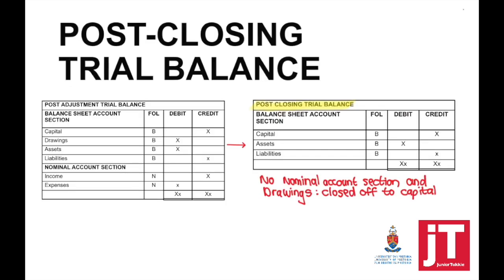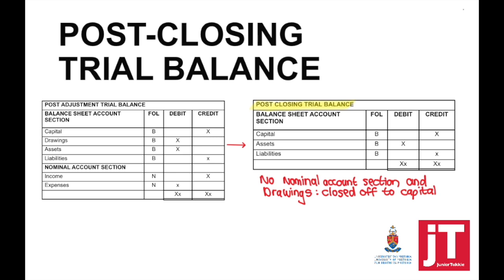And once we've done the closing transfers from the general journal, completing it in the general ledger, we complete the post-closing trial balance. So take note, what is the difference between the post-adjustment trial balance and the post-closing trial balance? My post-adjustment trial balance consists out of the balance sheet account section and the nominal account section. But if I'm looking at my post-closing trial balance, there is no nominal account section. There's no drawings because that would have been closed off to the capital account. So this is just a summary of what is happening in closing transfers.